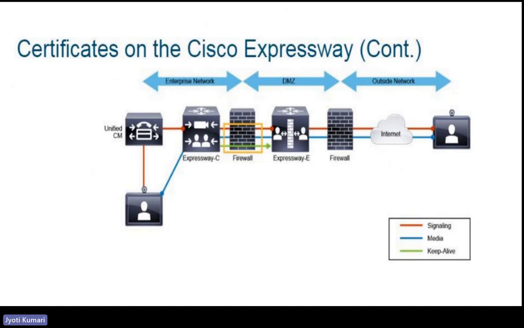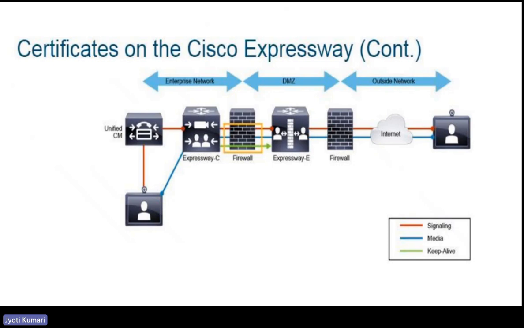It's just the certificate authority will be different. For Expressway C, you can use a private certificate authority, get it digitally signed internally, and install it on the server on Expressway C. The same process is on the Expressway E. It's just that it will be signed through a public CA. Right? So this is the process where we can see the certificates on the Expressway.